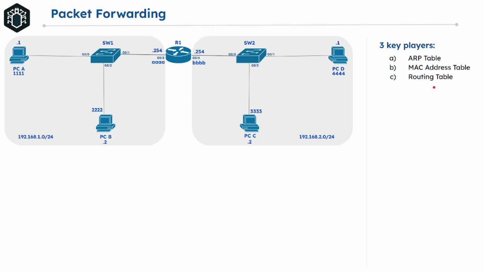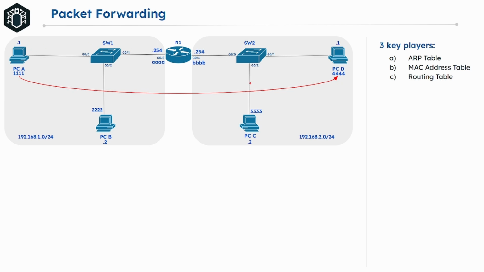Now, don't worry if this feels like a lot. We are going to see everything step by step. So let's take a simple example. We will send the data from PCA in network 1 to PCD in network 2. So as the packet moves, we will see how the ARP table, MAC address table, and routing table work together behind the scenes.